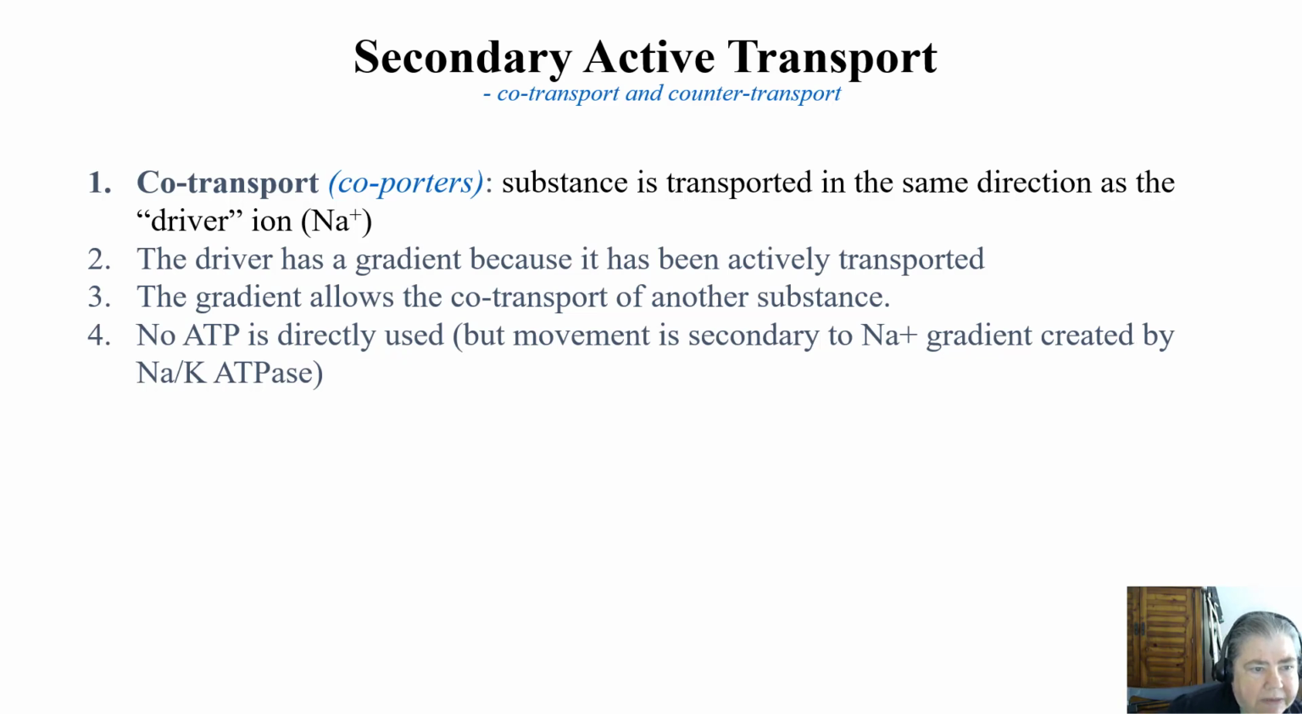The driver, the sodium, has a gradient because it was actively transported using the sodium potassium ATPase. So there's a high concentration on one side of the membrane, the extracellular side, and a low concentration on the intracellular side. And it allows another substance to move with it in the same direction. So no ATP is used. The movement is secondary to the gradient of sodium that was created by the sodium potassium ATPase.